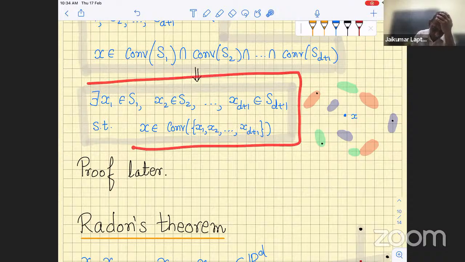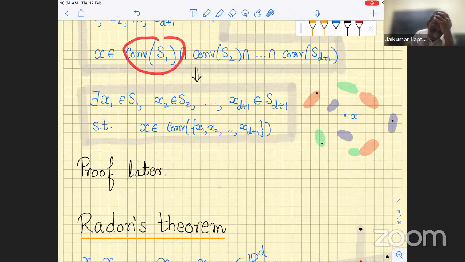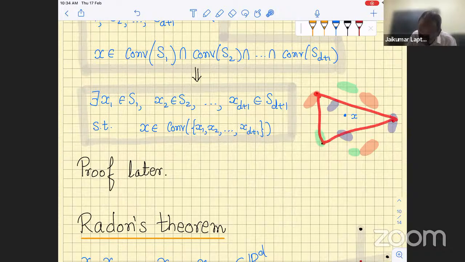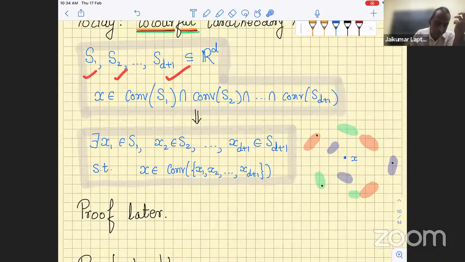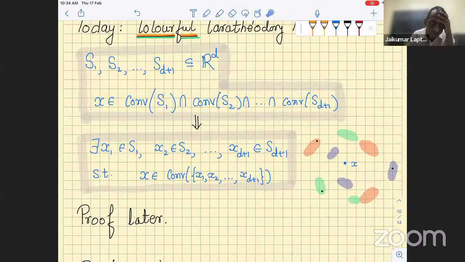Read this part. If there is a point which is in the intersection of these convex hulls, that very point can be obtained by picking one green point, one red point, and one purple point and taking their convex hull, and X will be inside. Those points which generate X are colorful. Each one of these d+1 colors appears in it. This is a theorem, and this is called the colorful Carathéodory theorem.